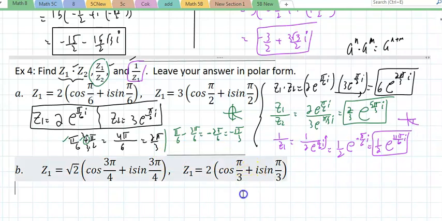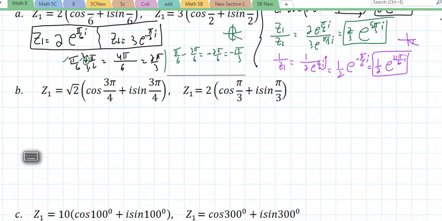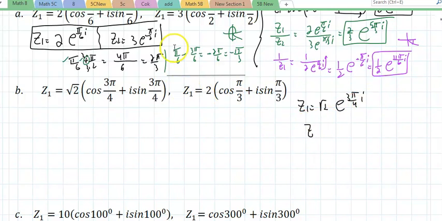And there is one that's going to really save you a lot of work when we get to it. So how about this second problem? Well, the same deal. If I could say, look, Z1 is actually radical 2 e to the 3 pi over 4i, and I messed up, didn't I? Look at that. Would you look at that? That's what happens when you write your own problems, right? There, much better. Z sub 2 is 2e to the pi over 3i.